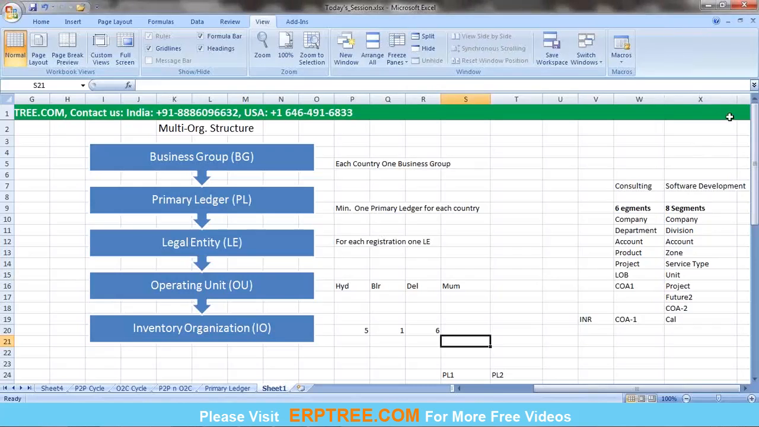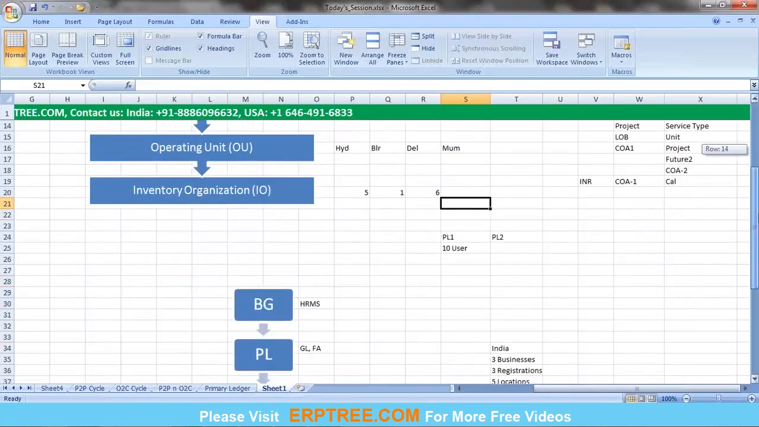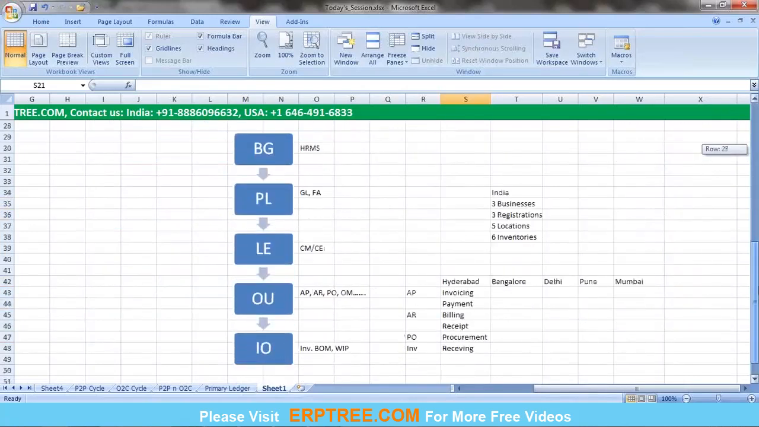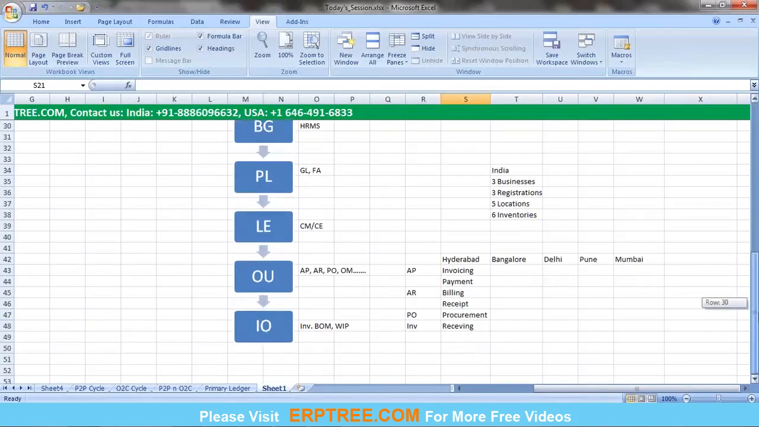Now, when it comes to the system, the first point we have to understand is which applications we are going to implement for our client. We have to understand the scope. Scope is nothing but which applications we are going to implement for our client. So we just plan to see the P2P and O2C cycles in the system, where our financial modules will be covered with the full scope.